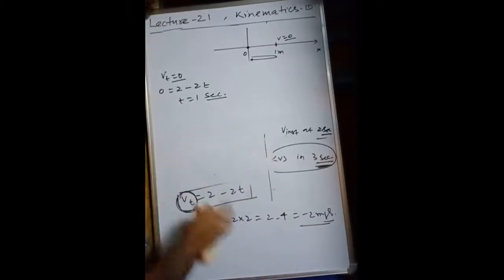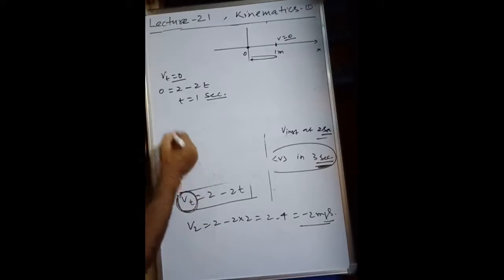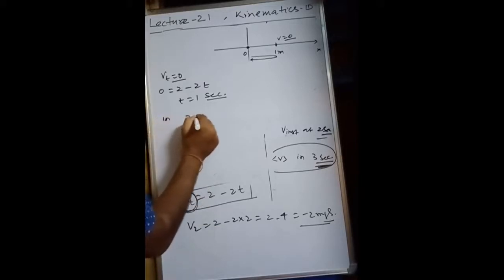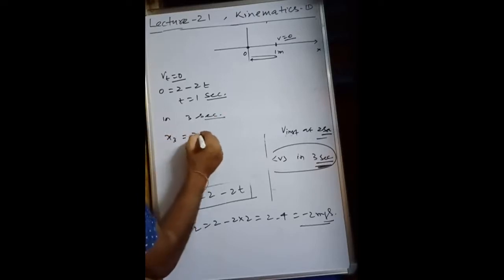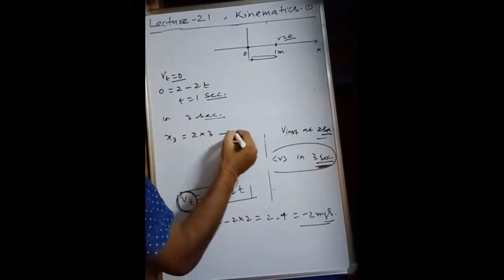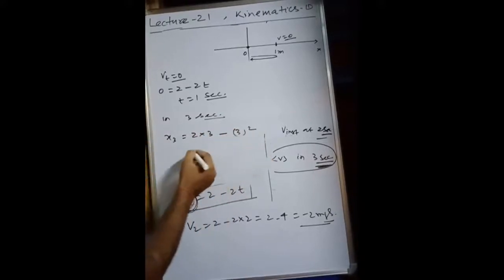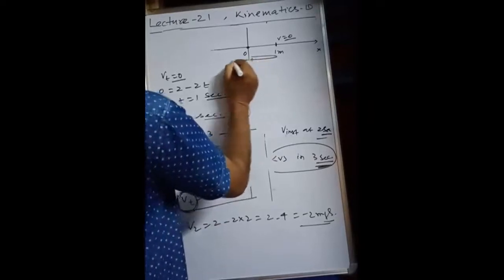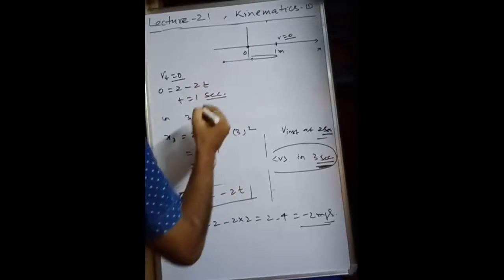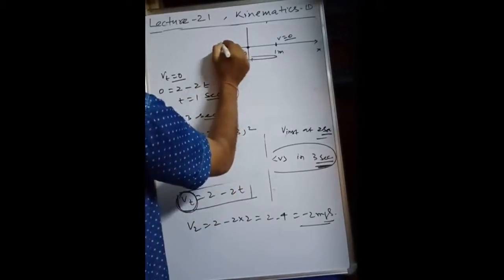In 3 seconds it will move. It was the equation 2t minus t square. So in 3 seconds it will cover x at 3 seconds, 2t minus t square. How much is it? 6 minus 9, and it is minus 3. It means the particle goes further to this particular point, minus 3.